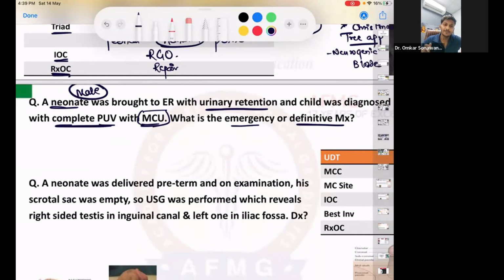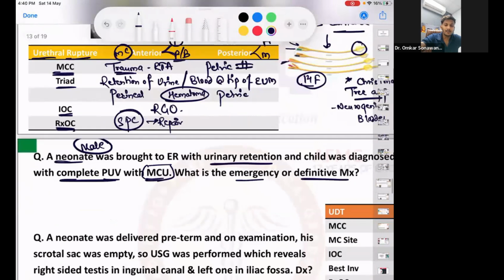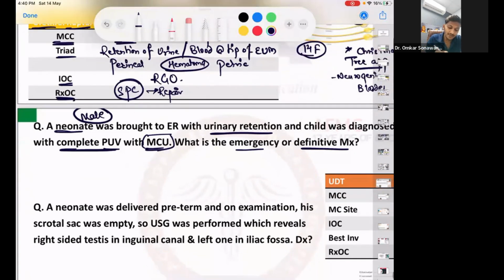What is the emergency or definitive management? Anybody? Hey, what happened? What is the definitive or emergency management? First tell me the emergency management quickly. The emergency management is usually Foley's catheterization.